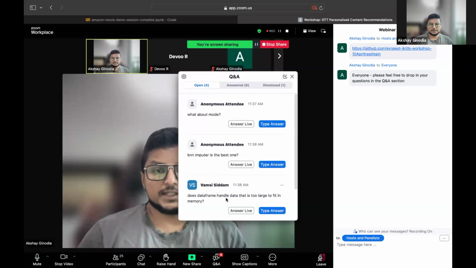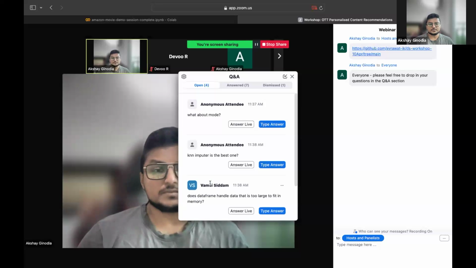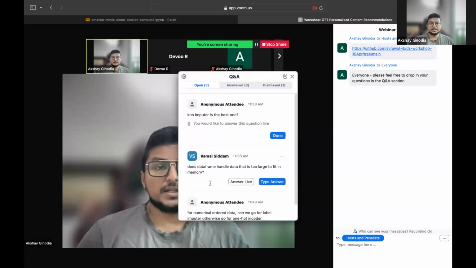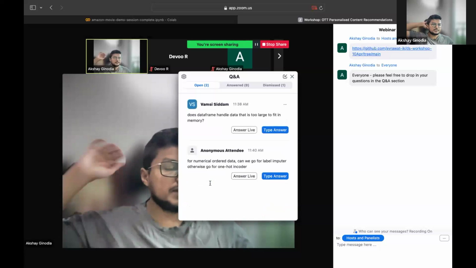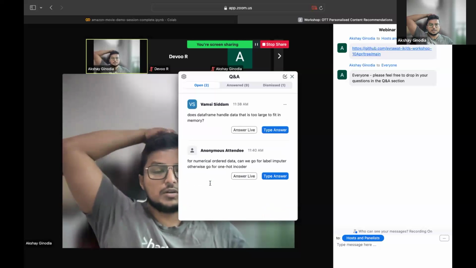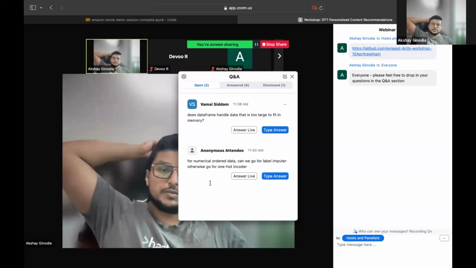So does a data frame handle data that is too large to fit in memory? It does, but it depends again on the data set. If the data set itself is too large to fit into memory, then it's not going to work out. If it fits into memory, but it's very large, like it takes up 50% of the memory, then if you do complex operations or build a model on it, it might run out of memory and crash.